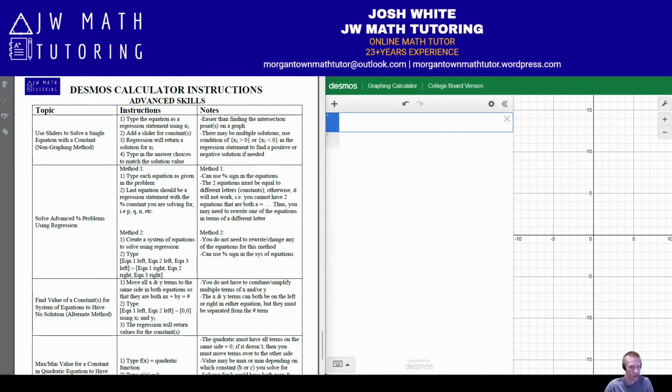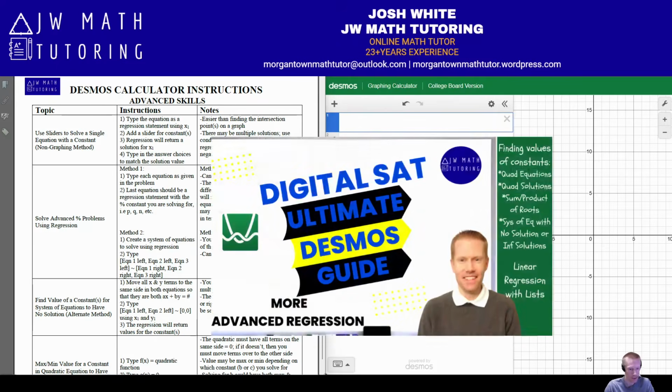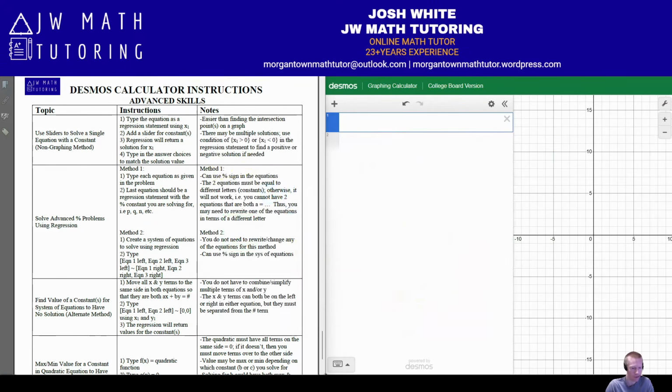The next Desmos operation that I'd like to go over is finding the value of a constant or constants for a system of equations that have no solution. So this is an alternate method that you can use because I already covered how to do this previously in one of the earlier videos for my Ultimate Desmos guide. I'll put the thumbnail up on the screen for the one that it's featured in. But this is just another method. This was actually suggested by a commenter on my YouTube channel. I don't know how it's pronounced, but Hygen6. Name will appear on the screen.